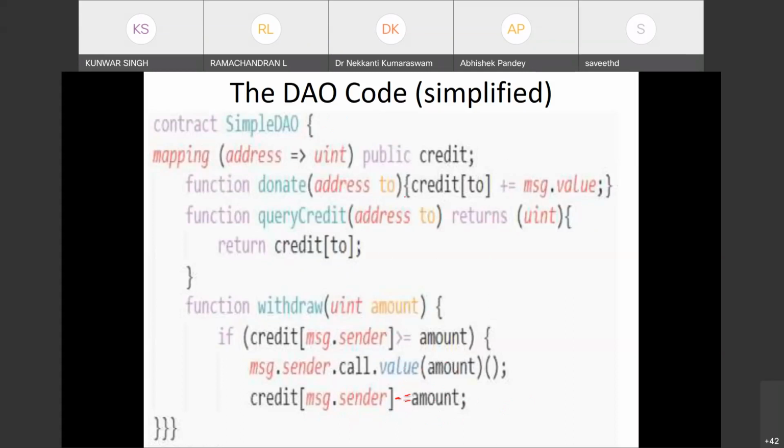So I can donate the money and then I can also withdraw. People were donating the money, and they got $1.5 million, within one month I think. Okay, so now what has the attacker done?